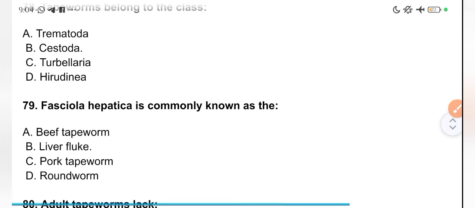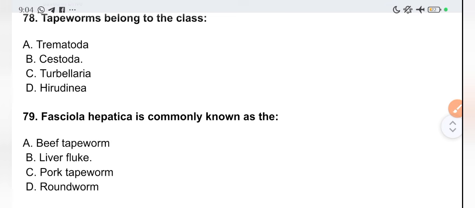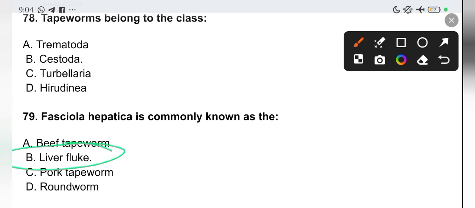Fasciola hepatica is commonly known as liver fluke. You can see that all of these things are common organisms. It's not like it's just the scientific names that look strange. They are common organisms. Okay.